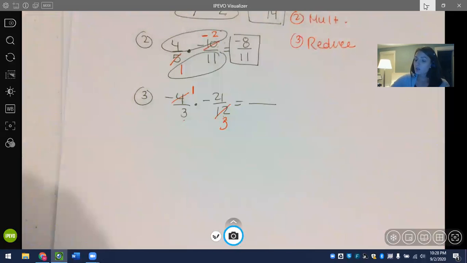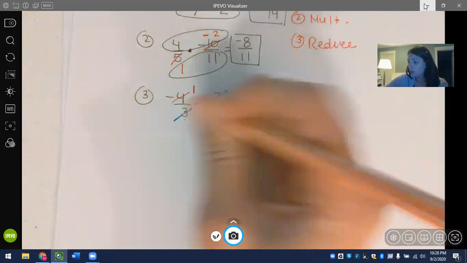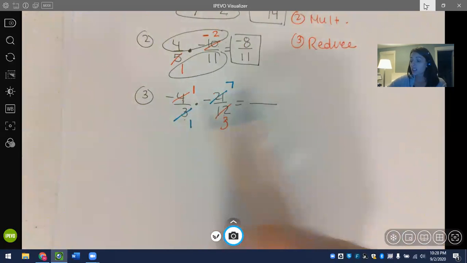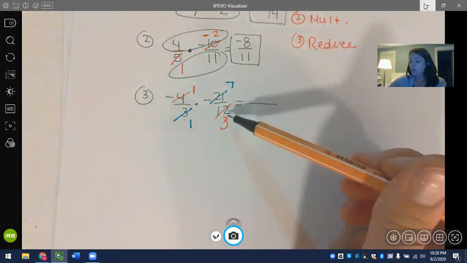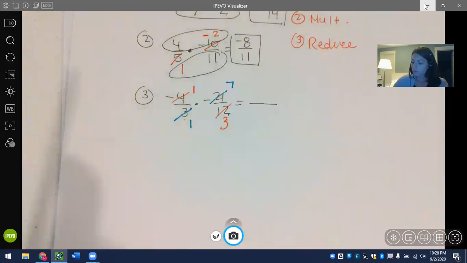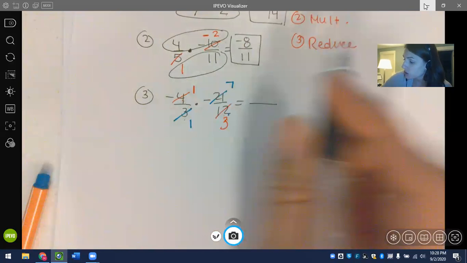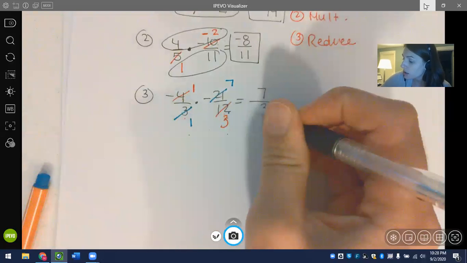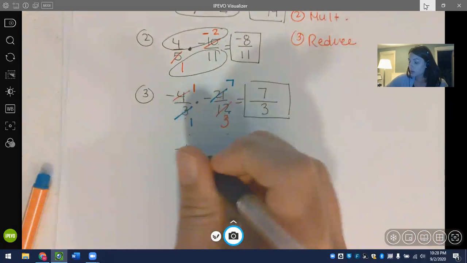And then I can also reduce 21/3 is 7/1. Okay, so any numerator can reduce with any denominator. And like I said, I could have also gone this way and reduced 21/12 and then multiplied together and reduced again from there. So now multiplying straight across, I get 1 times 7, which is 7, and 1 times 3, which is 3, and there's my answer.